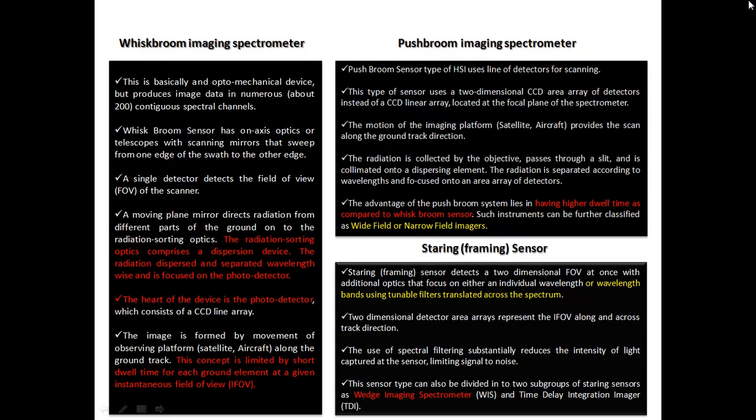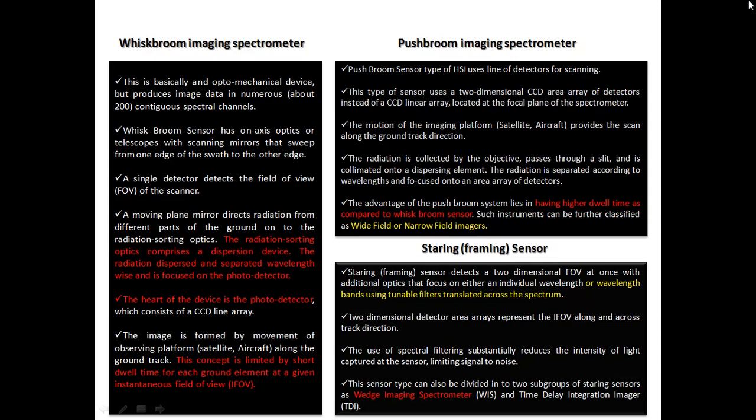Okay, so now lastly, what is a starring sensor? Starring sensor or framing sensor? It is the most advanced and is used in the case of handheld hyperspectral sensors like the spectrophotometer. So what are its actual characteristics? It uses additional optics to detect the energy from the two-dimensional field of view, and that optics focuses on individual wavelength bands using a tunable filter.